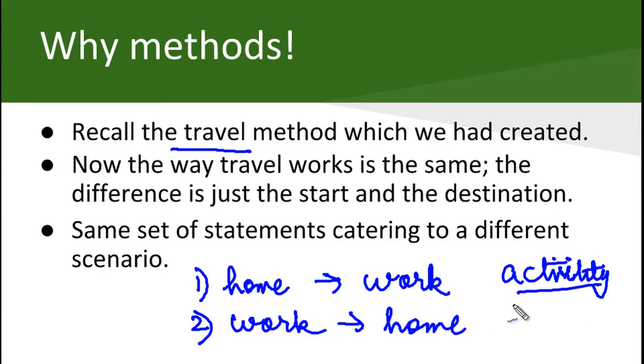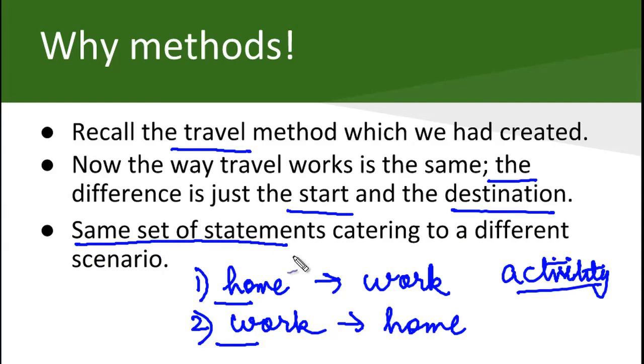So just ignore the spelling. The activity is same, that you are traveling, but in the first case you are traveling from home to work. In the second case you are traveling from work to home. So the only difference is the start and the destination. So methods kind of have same set of statements and they cater to different scenarios. So they help us model the real world and also save a lot of redundant code.